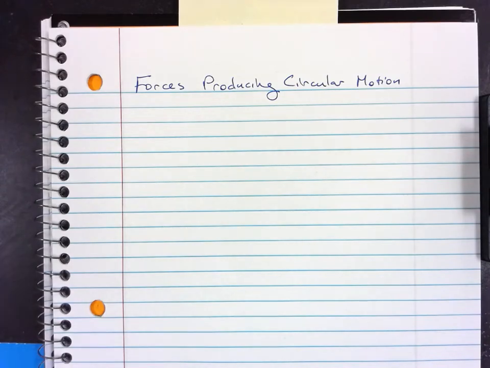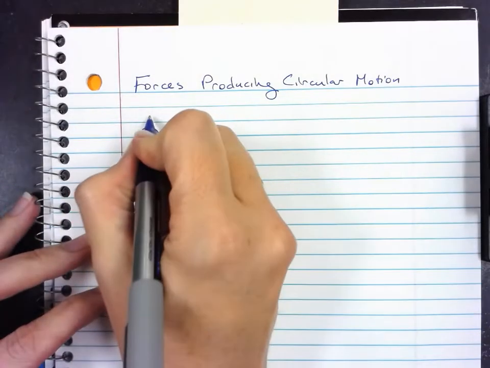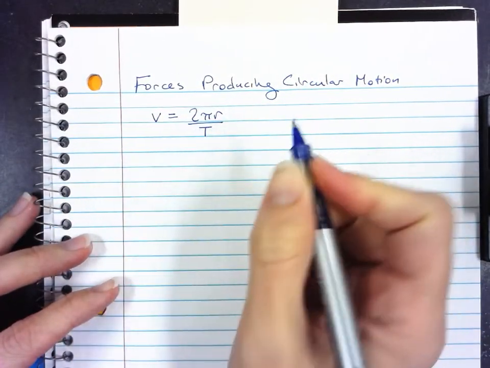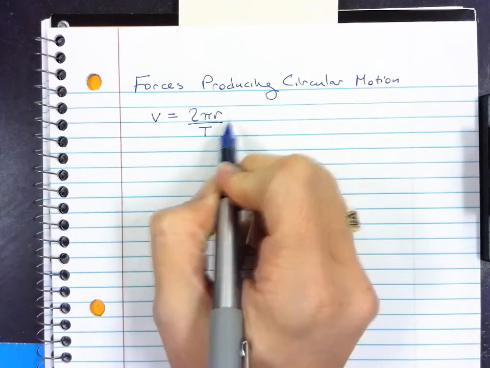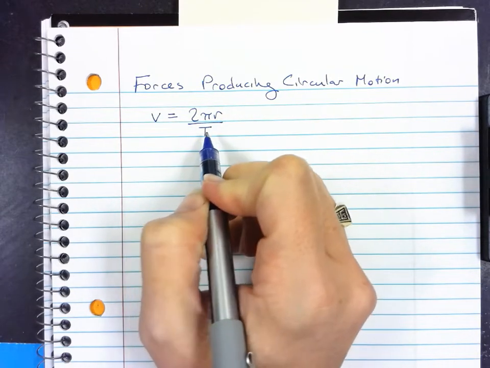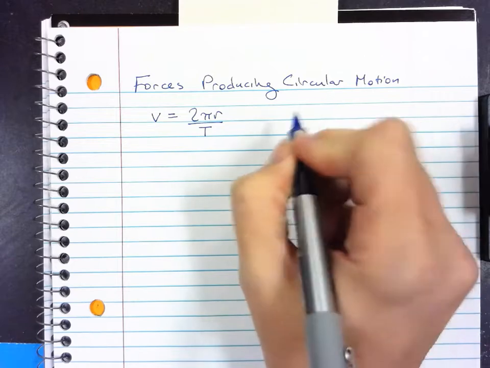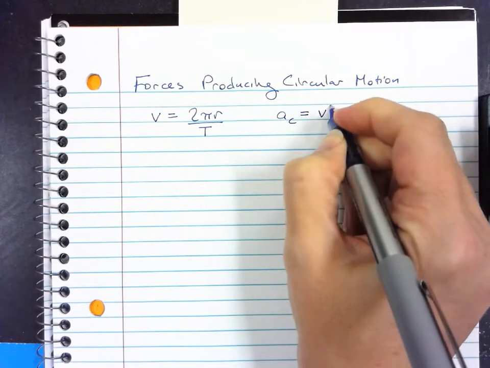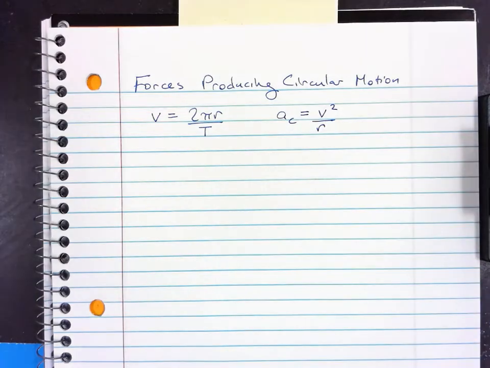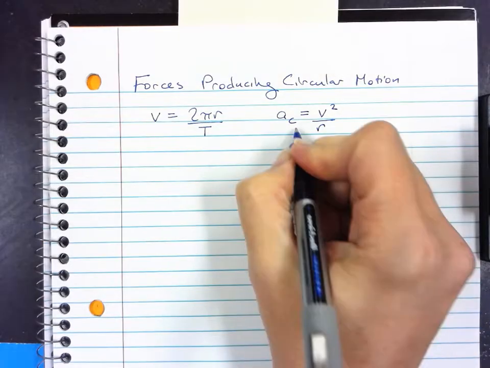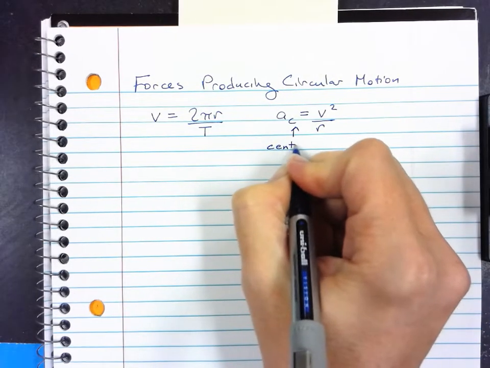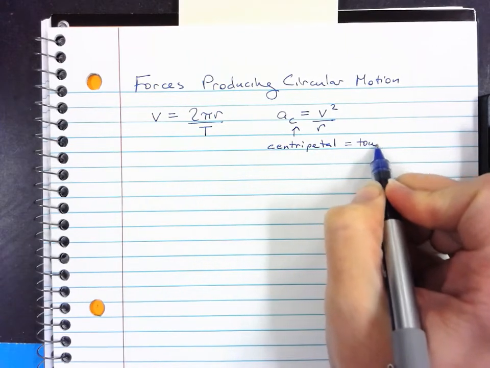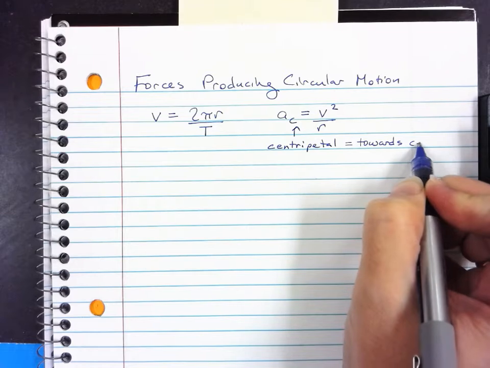So we already did basics of circular motion. Remember that speed is equal to 2 pi times the radius divided by the period, because that's the circumference, one time around the circle, and the period is the time for once around the circle. We got from that the centripetal acceleration is the speed squared divided by the radius. Remember this C, centripetal, means towards the center.